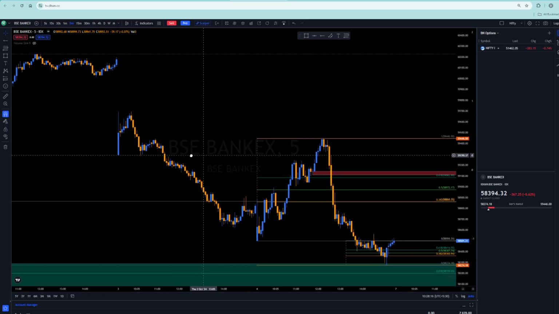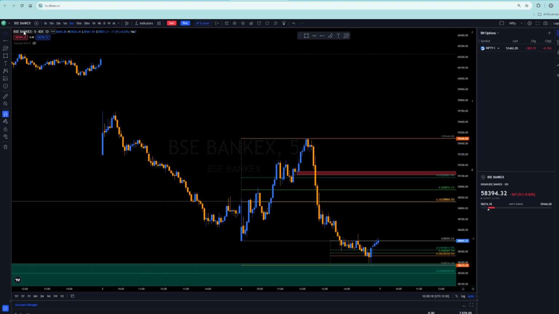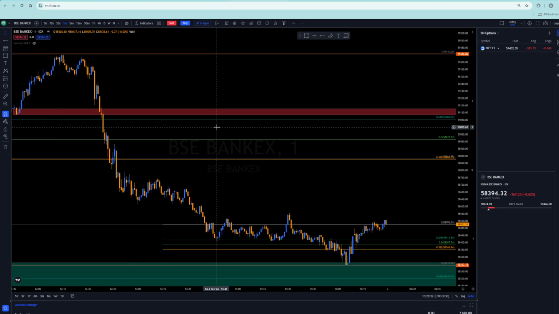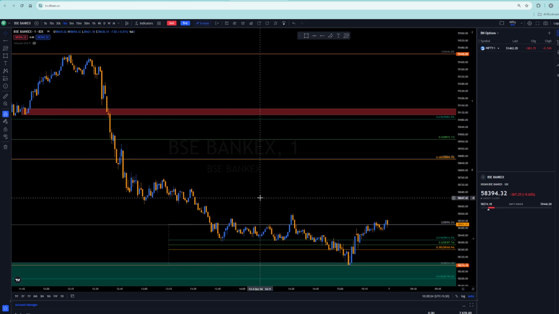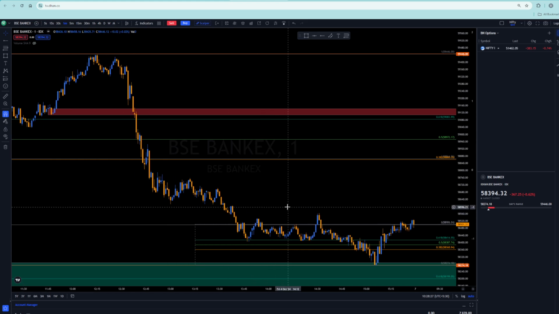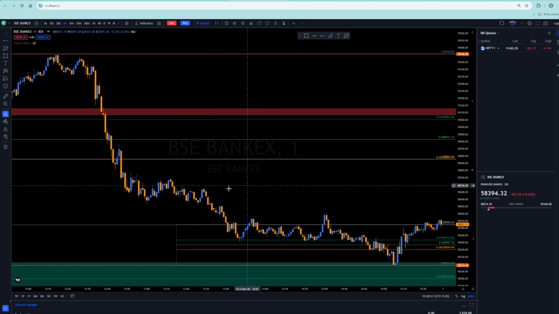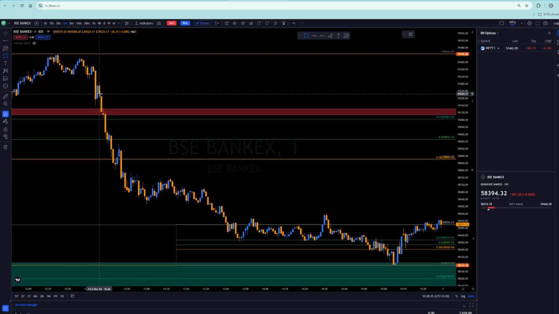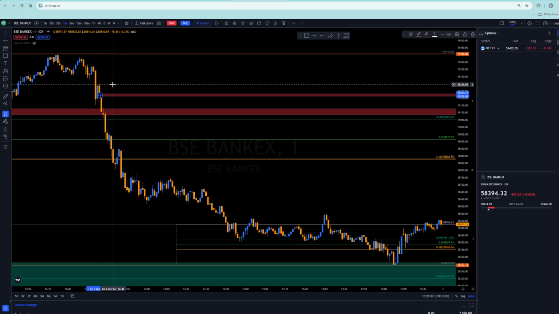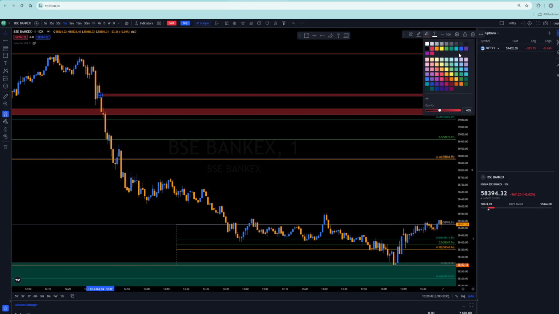I think that's about it. Let's look at 1 minute real quick. You see anything else? On 1 minute, there is this clear gap I'm seeing in the market. We should just mark this, change the color to, let's say, blue.